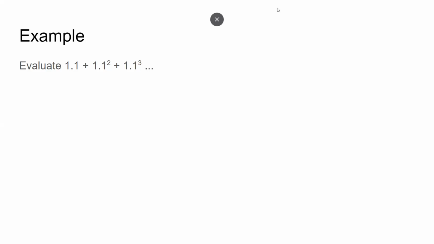Yeah, a geometric series and arithmetic sequences are very different because in one of them you're adding a constant term, and in the other one you're multiplying by a constant term. So these are very different, and you can't apply one formula to the other one.